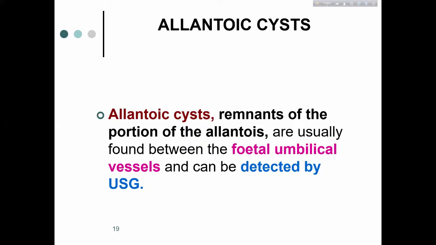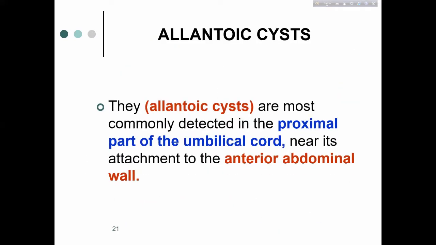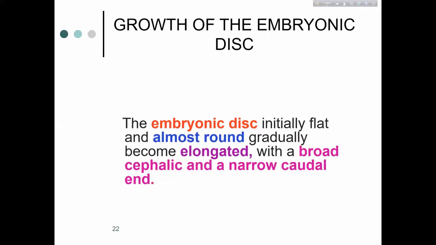So if the lumen of the allantois remains, there will be formation of allantoic cysts. The allantoic cysts are found near the fetal umbilical vessels, and before the birth of the baby, we can detect them by using USG, that is ultrasonography. So we finish it. And they are usually found near the proximal part of the umbilical cord, near its attachment to the anterior abdominal wall. Now, a few things here I will just omit.